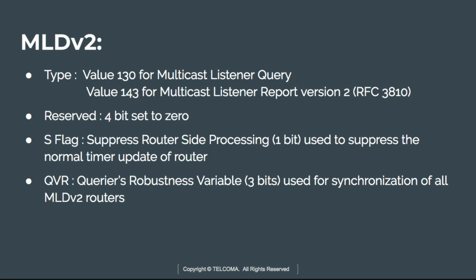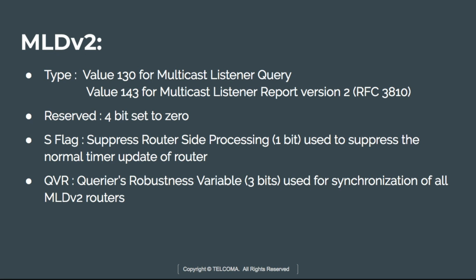So here, if it has a value of 130, then it is a multicast listener query, and if it has a value of 143, then it is a multicast listener report version 2, which is defined in RFC 3810. Next bit is reserved, and this bit is reserved and set to 0.